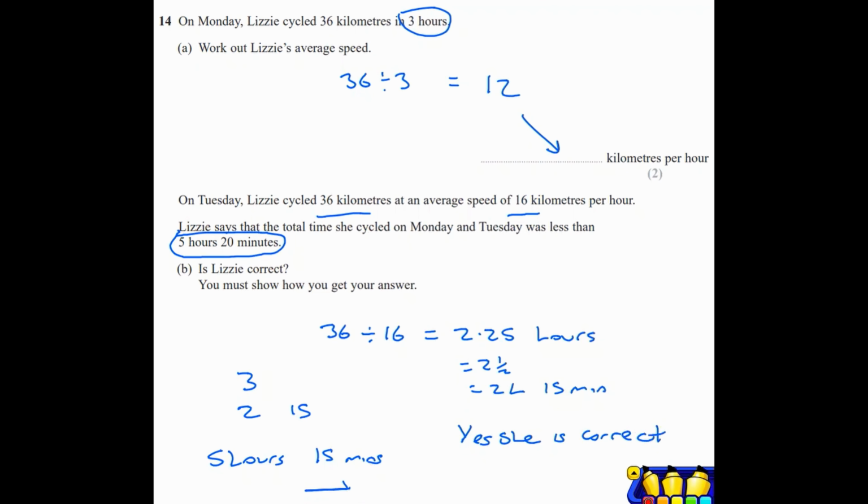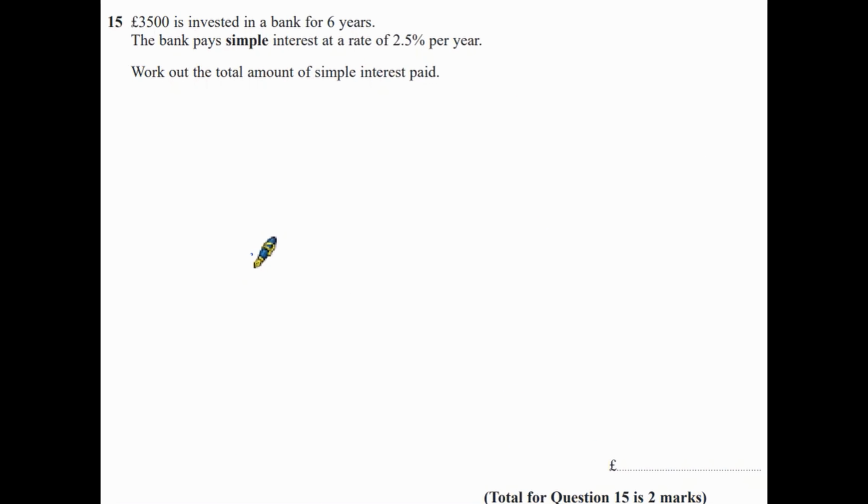It's 5 minutes less. Question 15 tells us that £3,500 is invested in a bank for 6 years. The bank pays simple interest at a rate of 2.5% per year. Simple interest makes it easy for us because it simply means that they are going to pay 2.5% of 3,500 each year, no accumulated interest from previous years.